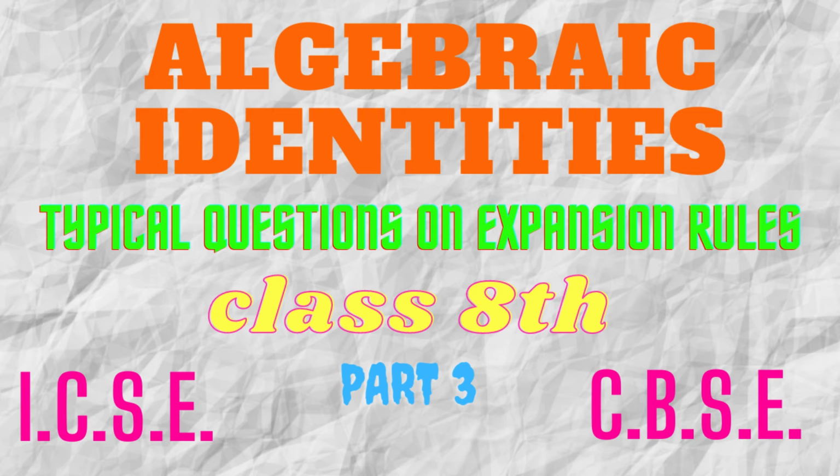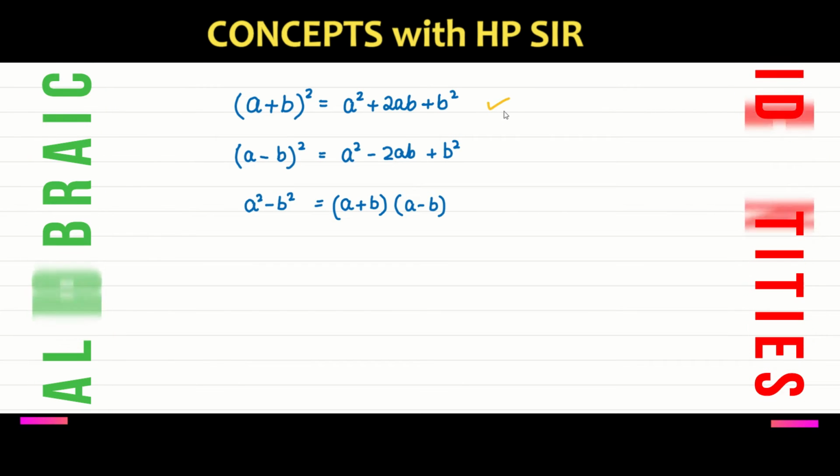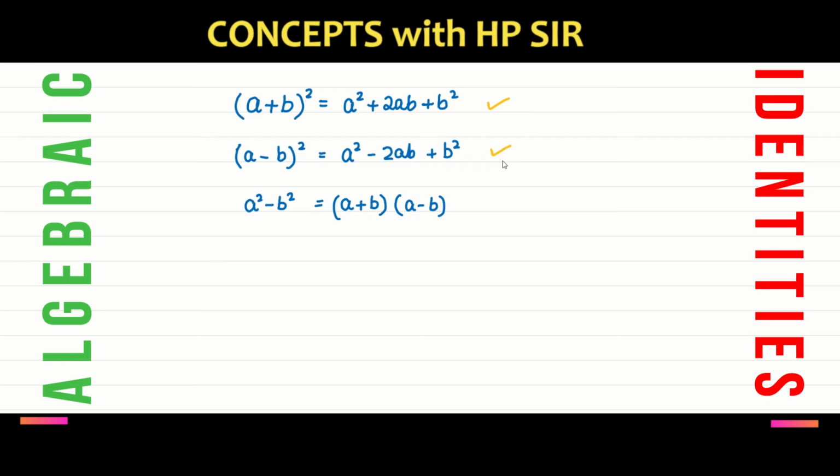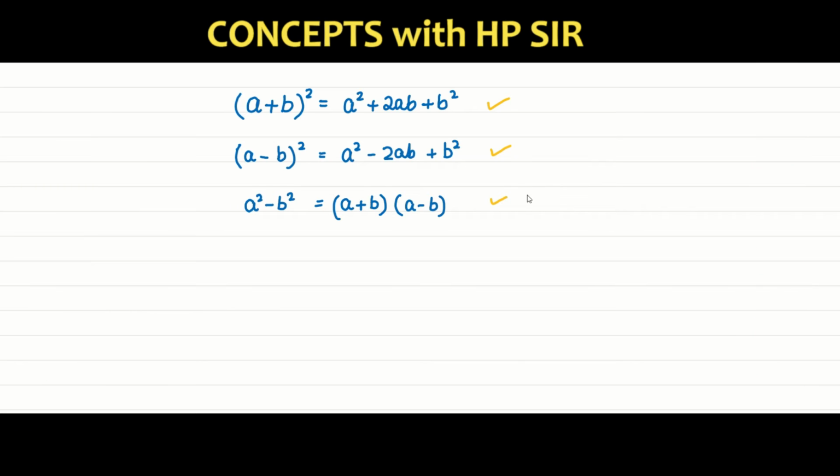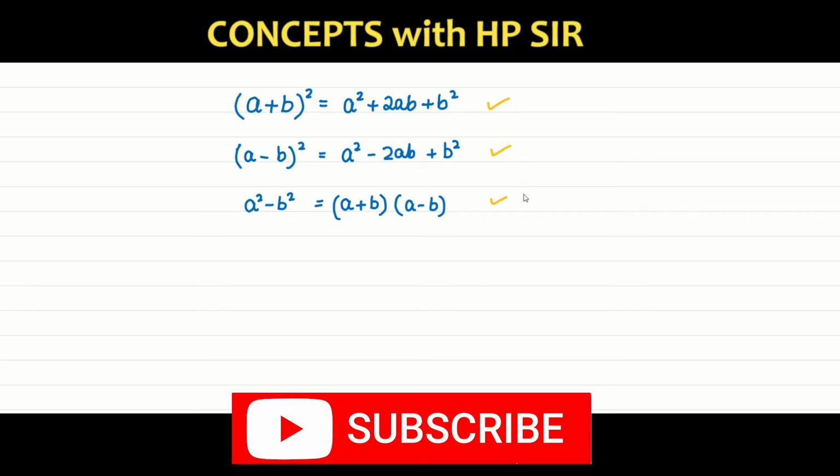So today we'll be discussing some basic questions based on the formulas: (a + b) whole square equals a square plus 2ab plus b square, (a - b) whole square equals a square minus 2ab plus b square, and the third formula, a square minus b square equals (a + b) into (a - b). So I have already made a detailed video on the explanation of all these three formulas.